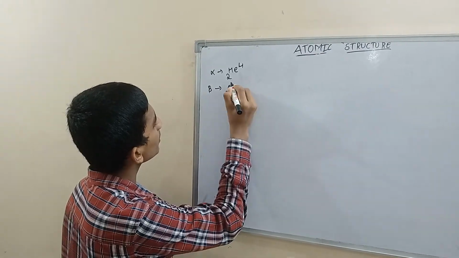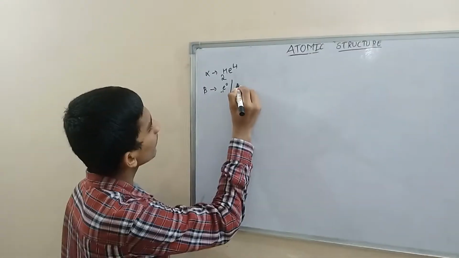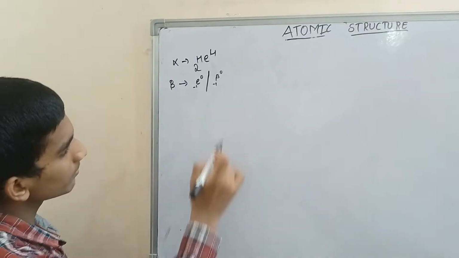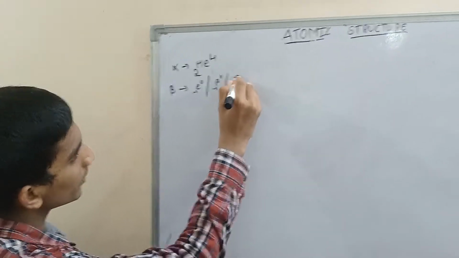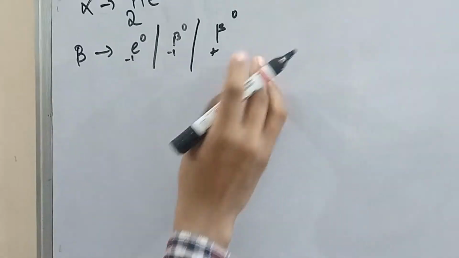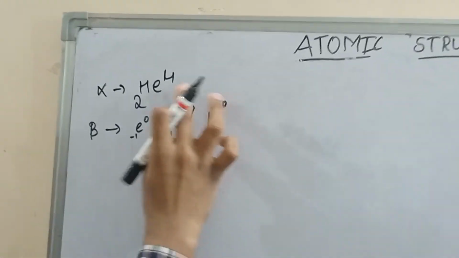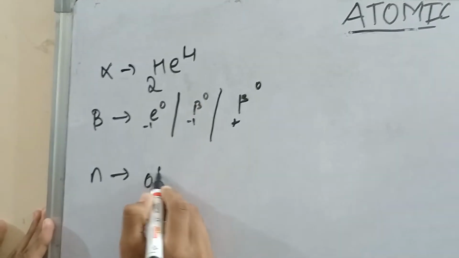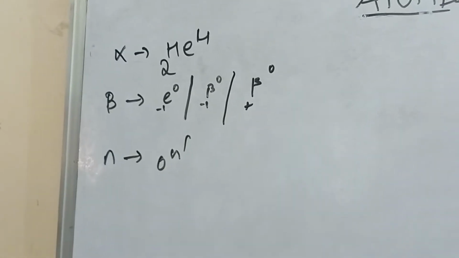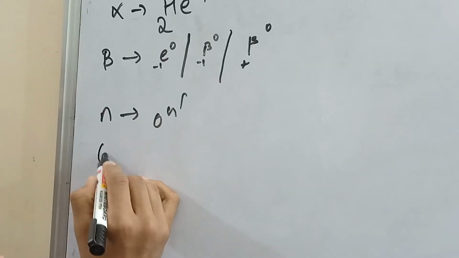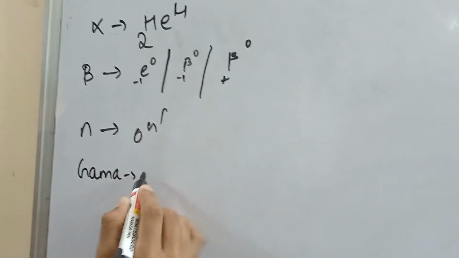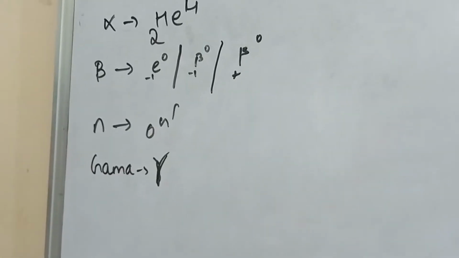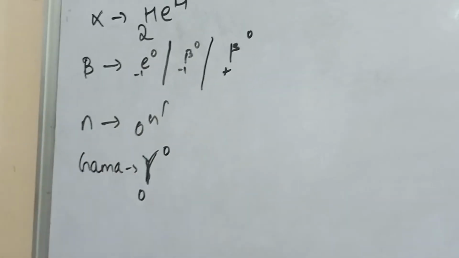E minus 1, 0. Beta minus 1, 0. Beta plus 1, 0. Mostly I think we don't use all these symbols. Just I'm saying for an idea. 0 and 1. That's common. And gamma. In maths we represent like this. No problem. Gamma 0, 0.